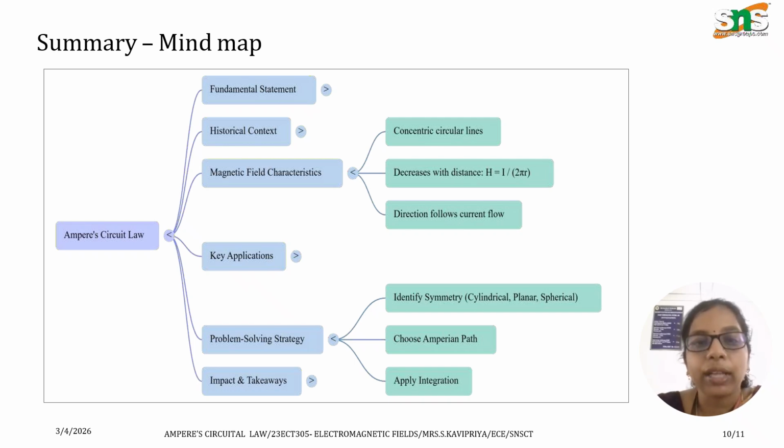We have also discussed the key applications of Ampere's law: it is used in solenoids, and in cables for determining the communication path. And what are the problem-solving strategies? First, we identify the symmetry, then we choose the Amperian path, and finally we apply the integration. Finally, we have discussed the key concepts involved here.